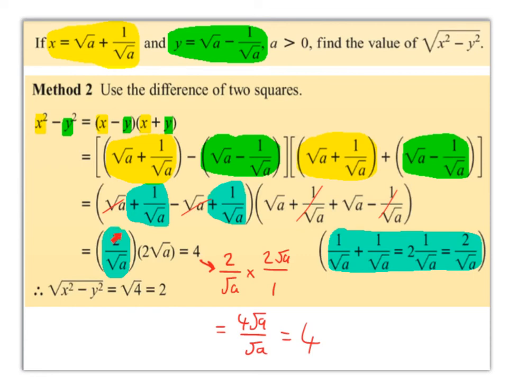And 2 over root a multiplied by 2 root a will give us 4, because 2 over root a stays as it is, but 2 root a is the same thing as 2 root a over 1. Top by top, bottom by bottom. 2 times 2 root a is 4 root a. Root a times 1 is root a. And the root a's will cancel, leaving us with 4. So if x squared minus y squared is 4, then the square root of x squared minus y squared is the square root of 4, which again is 2.